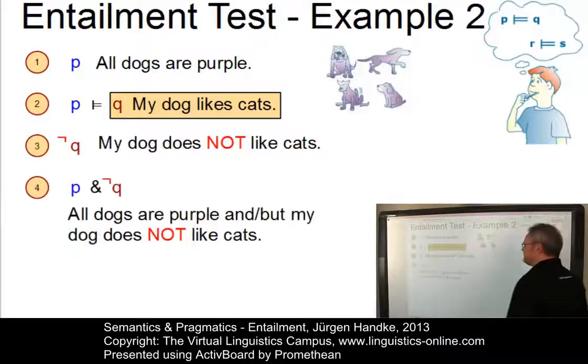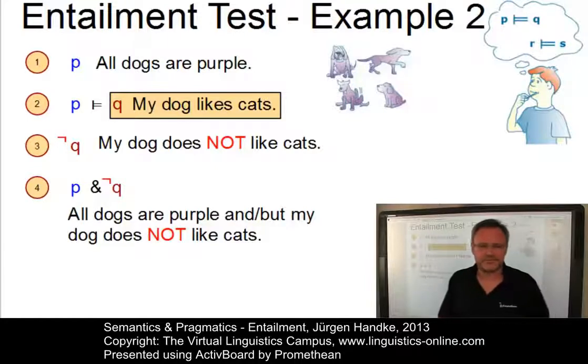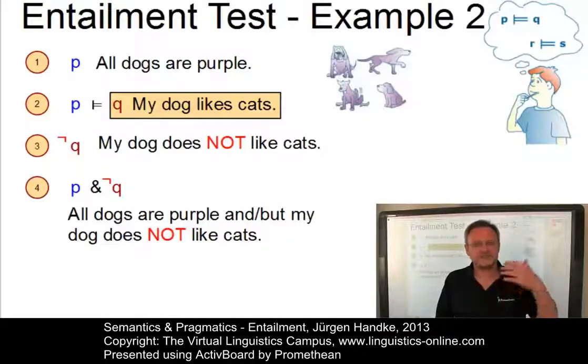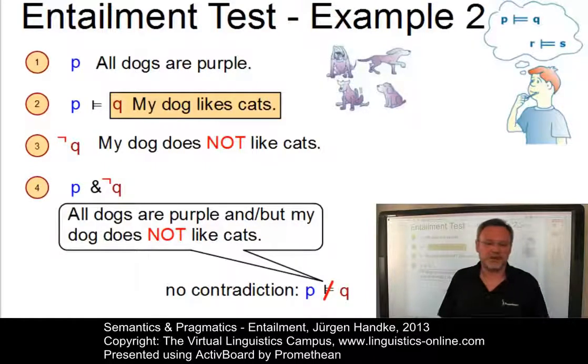And now we conjoin P and not Q. All dogs are purple and my dog does not like cats, or all dogs are purple but my dog does not like cats. And what about the result? Well, here we do not have a contradiction at all. The fact that my dog doesn't like cats does not contradict the fact that all dogs are purple. So Q is not entailed by P.